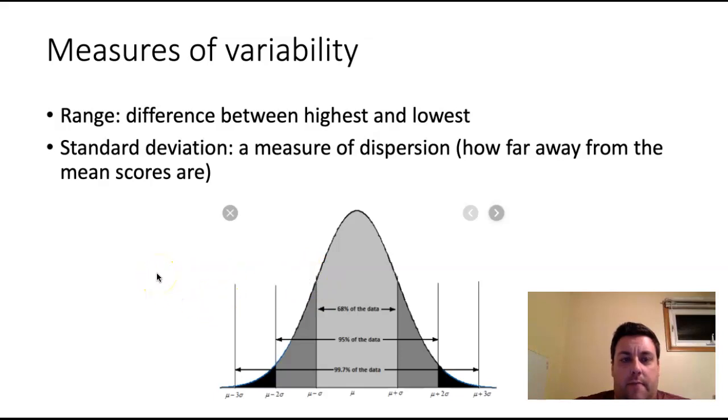Measures of variability, like standard deviation, are typically used when you have continuous variables. You can't do a standard deviation on an ordinal variable or a nominal variable. You need a continuous variable. You need a ratio or an interval level variable.